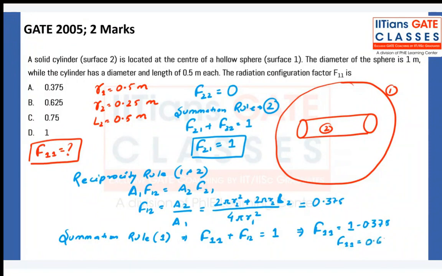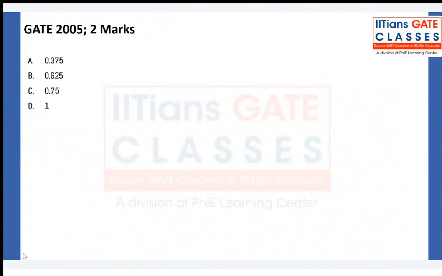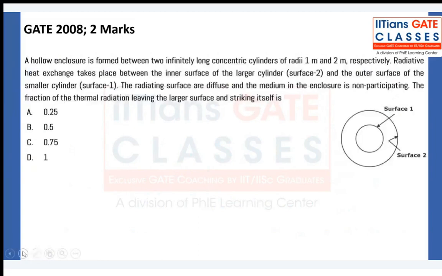0.625 is F11. Clear? Yes, Sean, that is correct. Chalo, this is your first question. I do not need this. Let's move on. A hollow enclosure is formed between two infinitely long concentric cylinders.